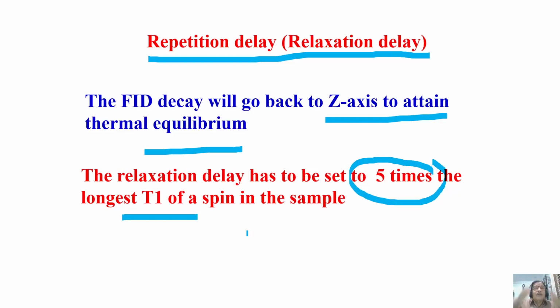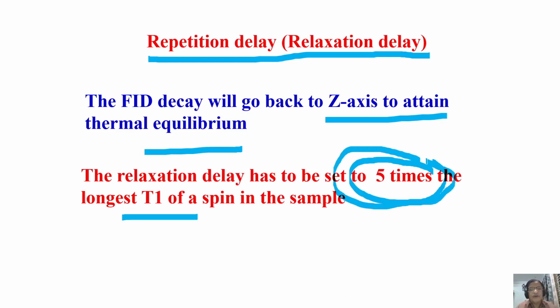Magnetization would not have grown along the z-axis. As a consequence, what will happen? You will not get the signal. You will be only acquiring the noise. So waiting to send the second pulse for signal averaging is essential. That relaxation delay is essential, and it should be at least 5 times the longest T1 of your sample.